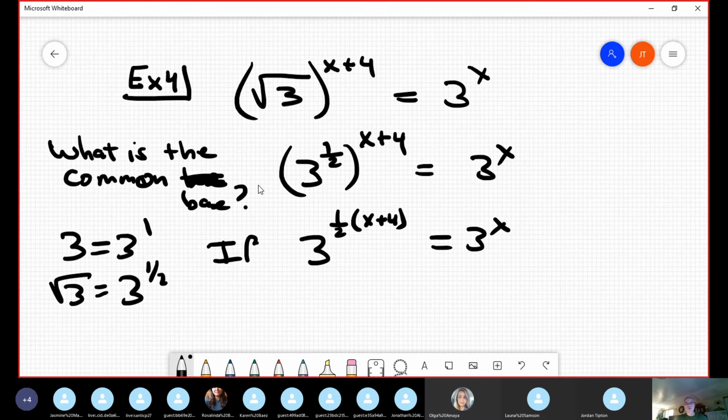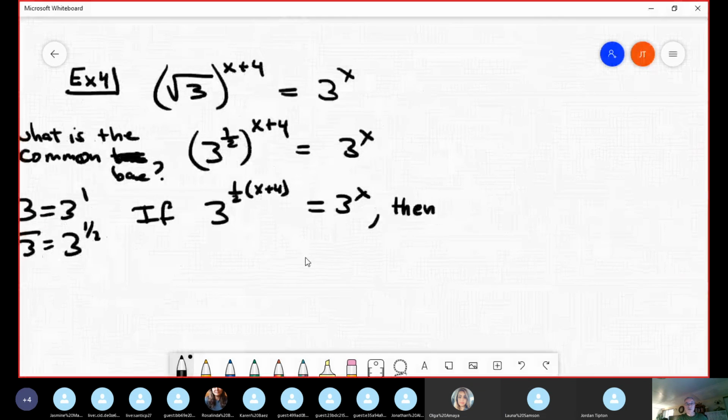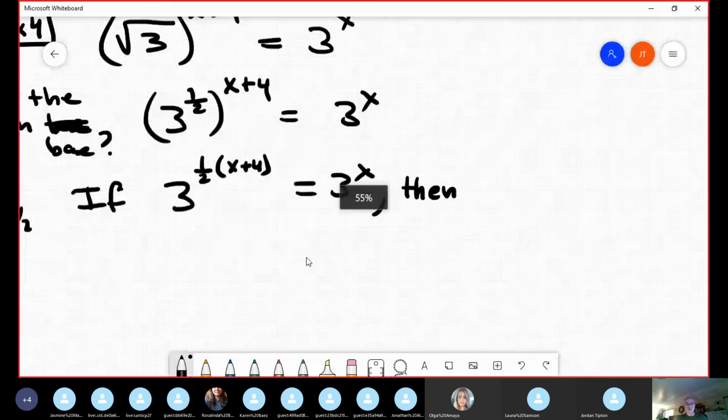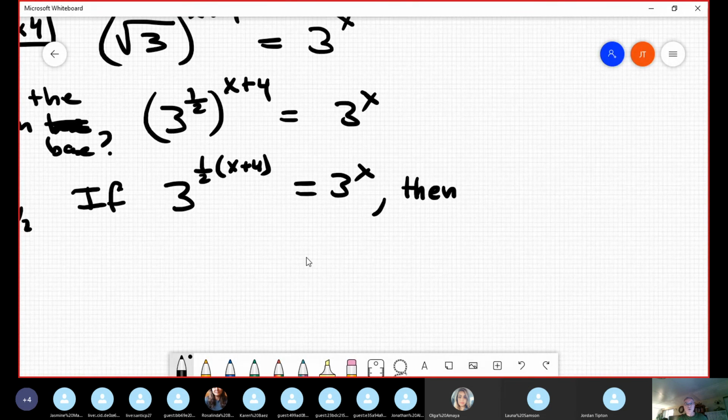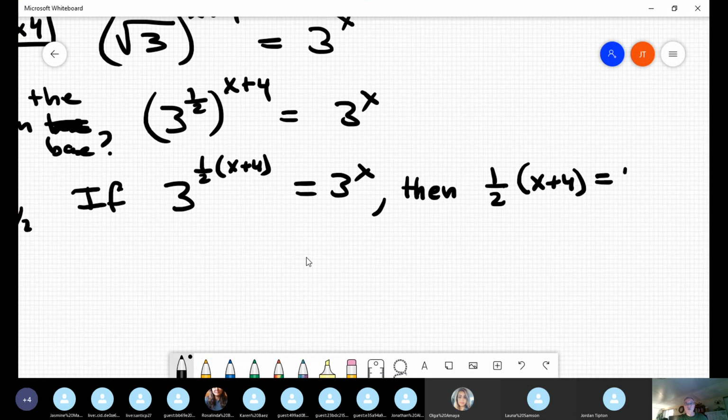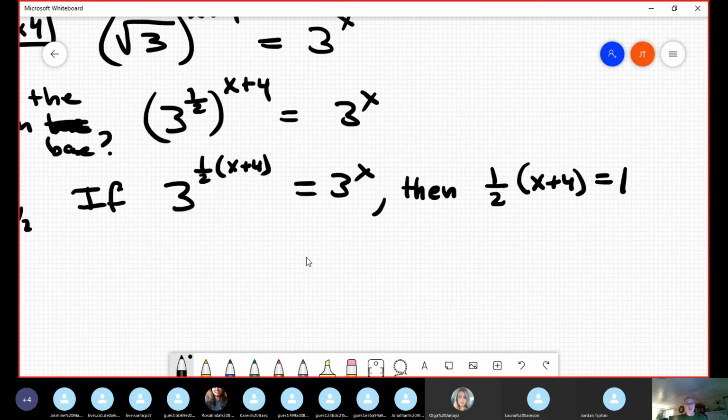If we have two exponentials and the base is the same, because I create artificially this idea, magically, the exponent is the same. I see the exponent is the same, so I write my linear equation like that. 1/2 parenthesis x plus 4 equal x.